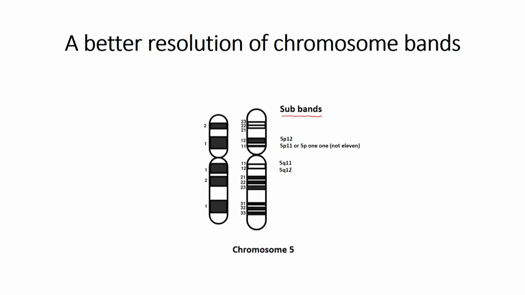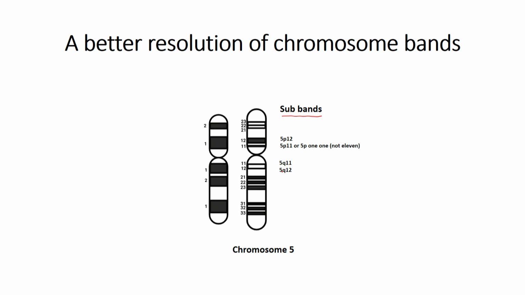In the Q arm, band number 1 has 2 sub-bands, 1, 1 and 1, 2. So you will call them 5Q11, 5Q12. 5 is the 5th chromosome, Q is the Q arm, and 1, 1 is the first band, first sub-band.